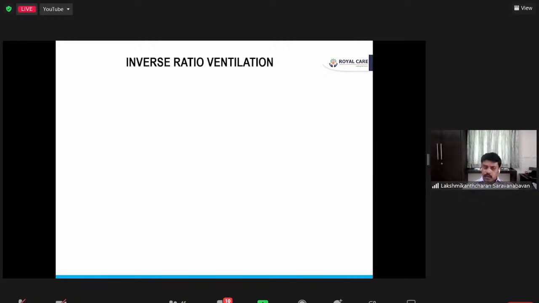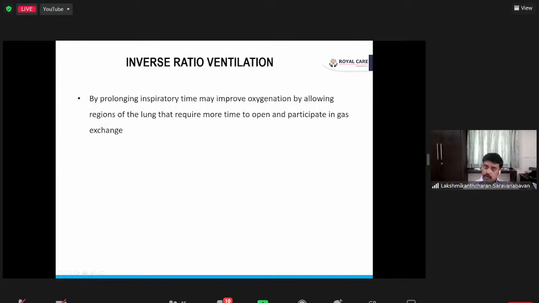So always what we keep is an IE ratio of around 1:2.5 or 1:3 to maintain adequate expiratory time to remove the carbon dioxide completely. But in ARDS, or in patients who have a complex oxygenation problem, what was tried was they started increasing the inspiratory time. They gave more and more time for inspiration, more and more time for the collapsed alveoli to be opened, or to have more alveoli taking part in the oxygenation process. So they prolonged the inspiratory time. It sometimes improved oxygenation by allowing regions of lung that require more time to open, that is your slow alveoli.